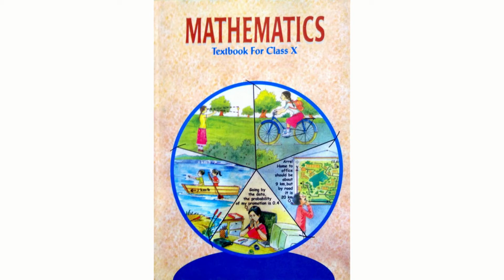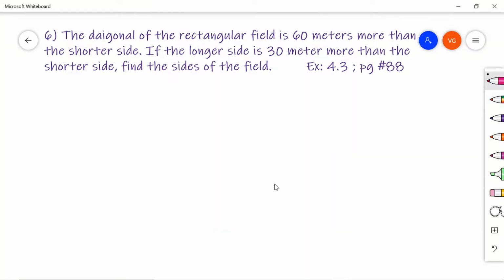I am going to solve the CBSE NCERT textbook for class 10 with a detailed explanation for all the chapters. This is problem number 6 from page number 88, exercise 4.3. The diagonal of a rectangular field is 60 meters more than the shorter side. If the longer side is 30 meters more than the shorter side, find the sides of the field.